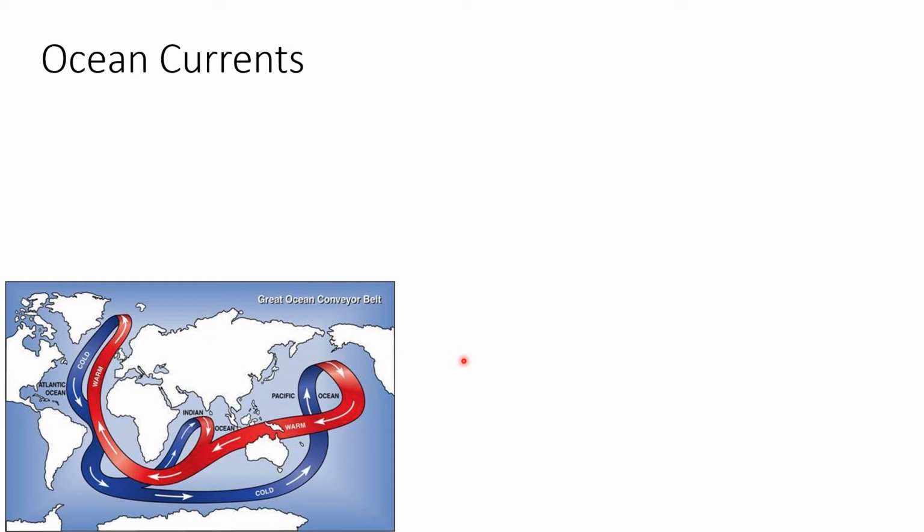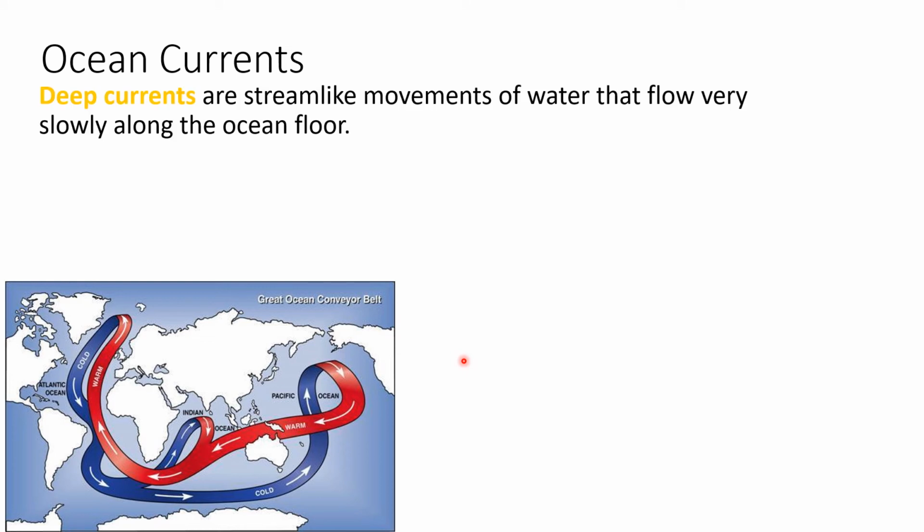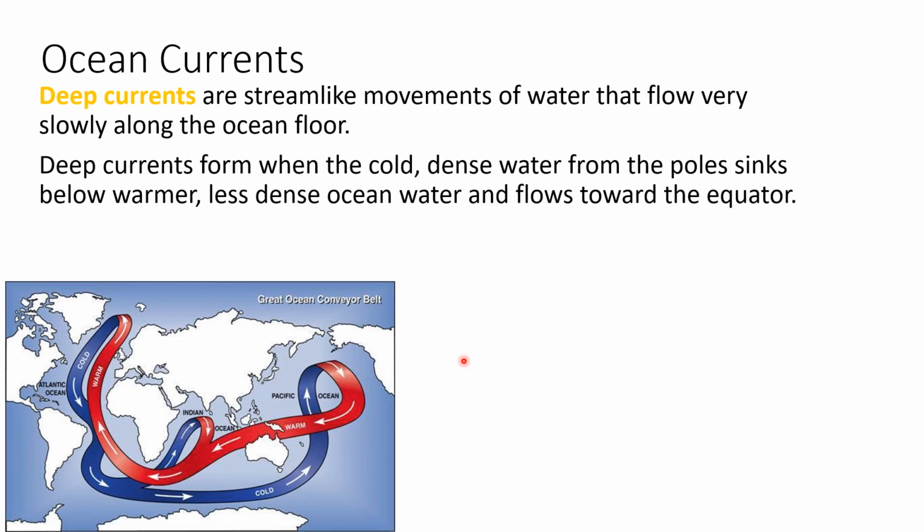All right. You can also have currents at the bottom of the ocean. So deep currents are stream-like motions that flow slowly along the seafloor. So deep currents happen down in the deep. Hey, that's very straightforward, isn't it? All right, so deep currents form when the cold, dense water from the poles sinks below warmer, less dense ocean water and flows towards the equator.